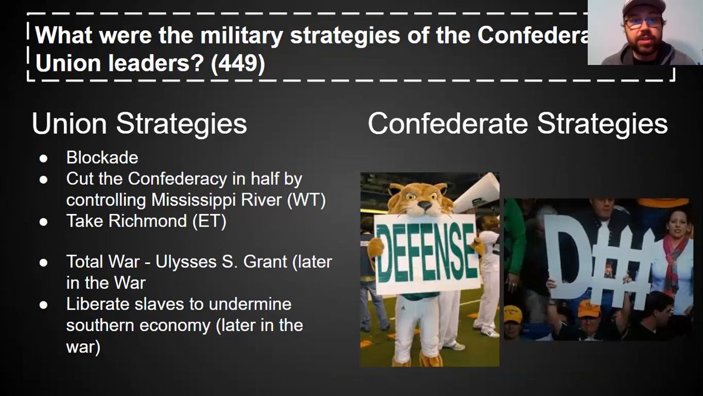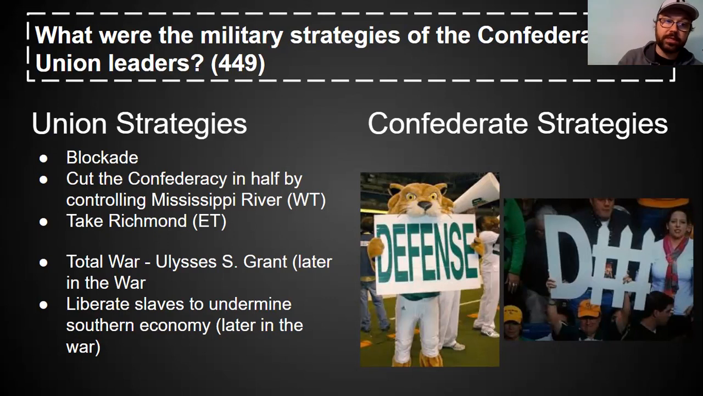He keeps firing generals over and over again because he doesn't think they're doing a good job. So eventually he finds Ulysses S. Grant. And Ulysses S. Grant employs something called total war. We'll get to that later on. Lincoln also realizes that emancipating the slaves through the Emancipation Proclamation is also an effective military strategy. We'll get to that later on. But those are two things that come as the war goes.